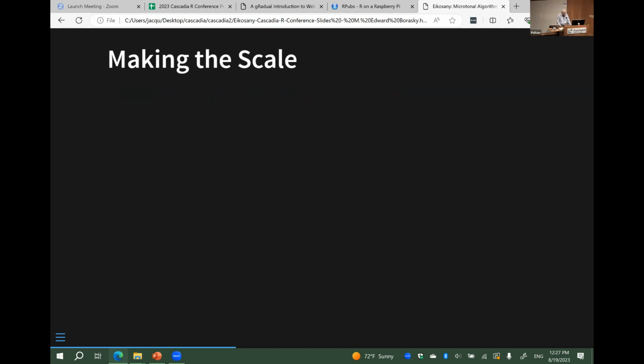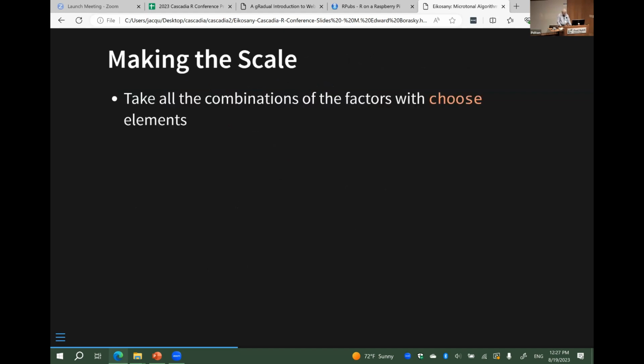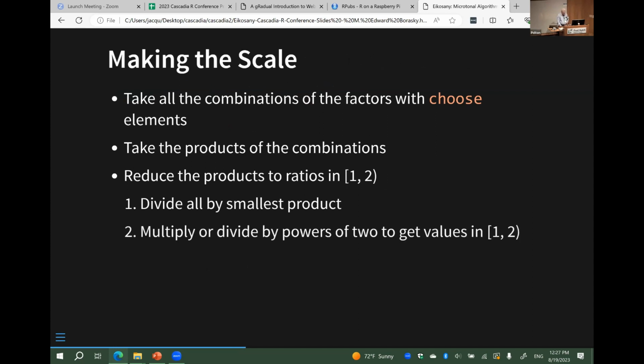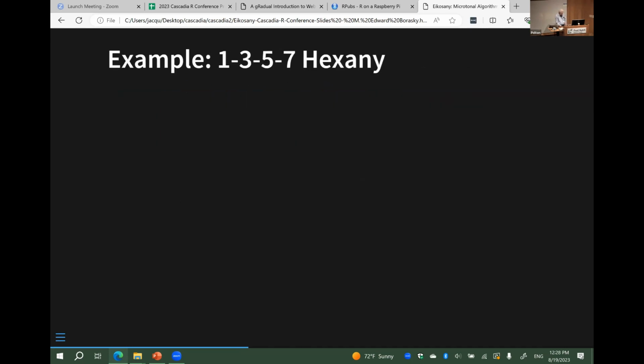So we're going to make a hexany here. We take all of the combinations of the factors with choose elements. We take the products of the combinations, reduce the products to ratios greater than or equal to 1 and less than 2. Divide by the smallest product, multiply or divide by powers of 2 to get values in the half open interval [1, 2), and then you sort them. So we'll work through that.